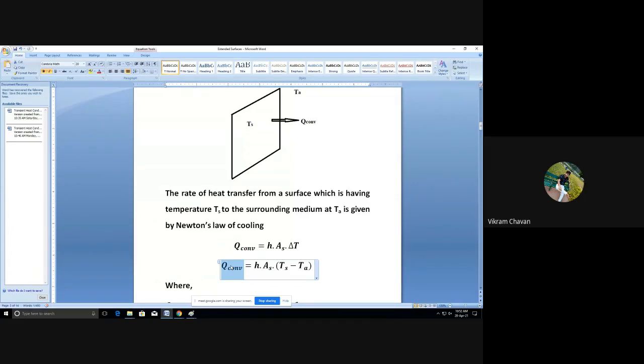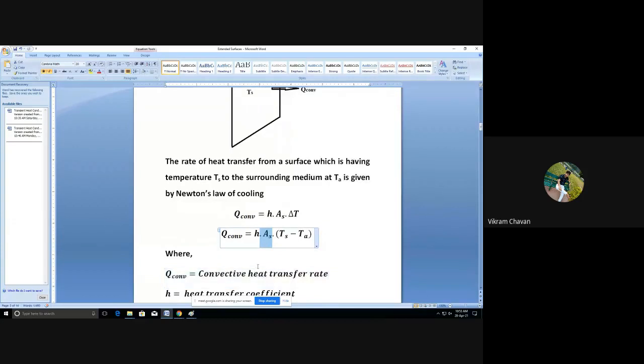So only one option remains with you, that is increasing the surface area. This is the best option to increase the heat transfer rate without consuming any extra energy, and without harming the equipment by increasing the surface temperature. We know that the surface area is directly proportional to Q convection, or heat transfer rate. So as we increase the surface area, we can increase the convective heat transfer rate.